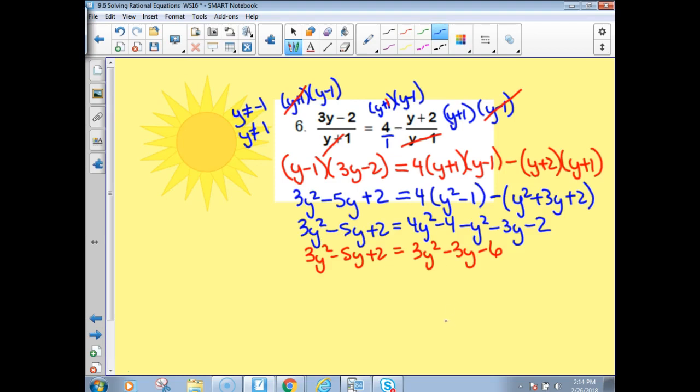Okay, finally, we're getting closer. We've got 3y squared on both sides, so let's just cross it off, because we're going to subtract 3y squared from both sides, which eliminates it. We have a positive, we have options. We can either add 3y to both sides or add 5y. I'm going to add 5y. And I'm also going to add 6 to both sides. So if I add 6 to both sides, I'll have 8 on the left. And if I add 5y to both sides, I'll have 2y on the right. And I'll finally divide by 2 and get my answer of 4.